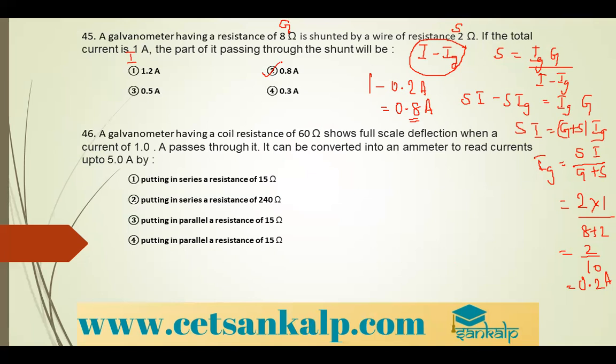So to find IG, I take that formula and simplify it. S is equal to IgG divided by I minus Ig. Cross multiply and solve, and you'll get Ig is 0.2 ampere. So I minus Ig, I is 1, Ig is 0.2, so 0.8.